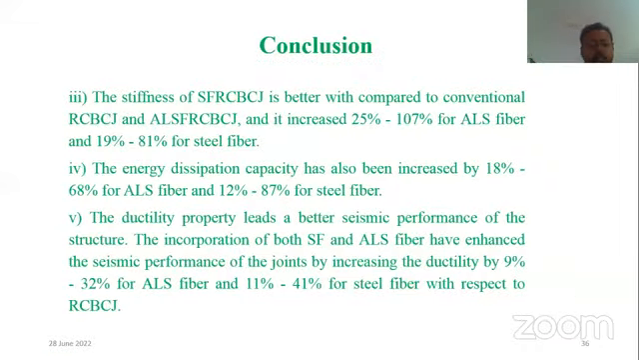Next, we can see the stiffness of steel fiber reinforced concrete beam column joint is better compared to conventional reinforced concrete beam column joint, and Eri silk fiber reinforced concrete beam column joint, it increased 25 to 107% for ALS fiber and 19 to 81% for steel fiber. So these comparisons are done in terms of stiffness, ductility, energy dissipation capacity.